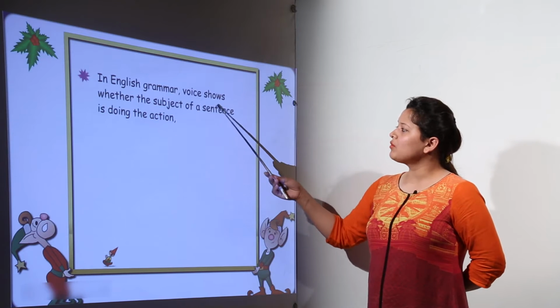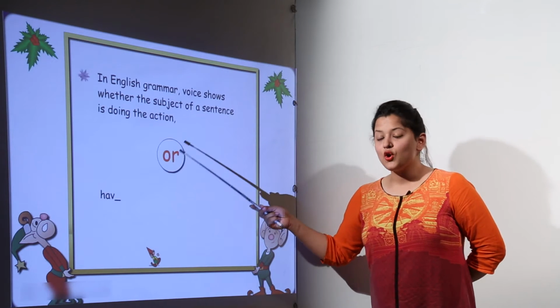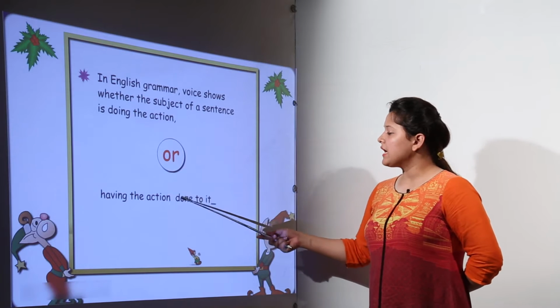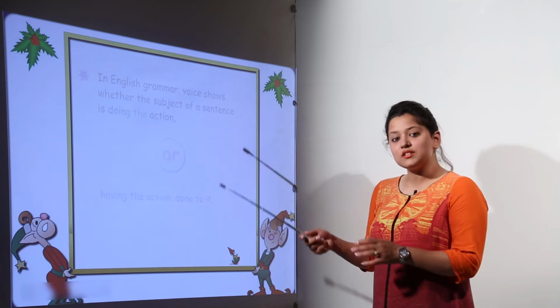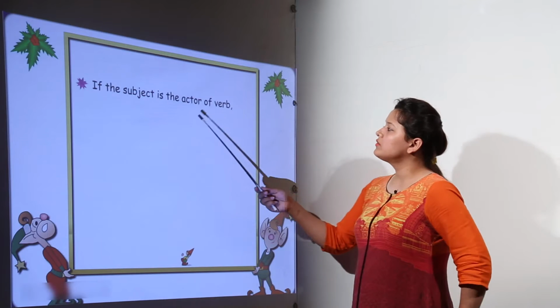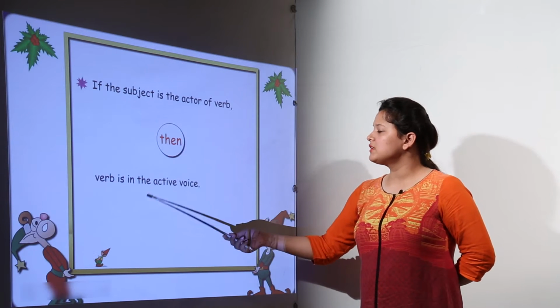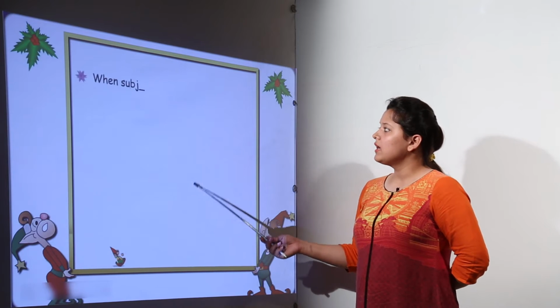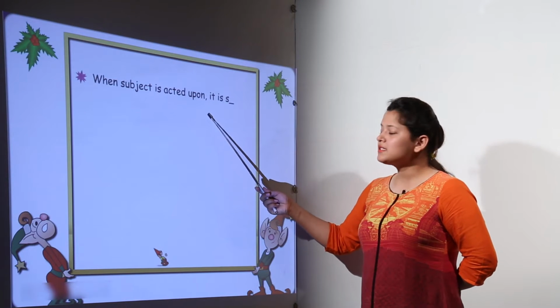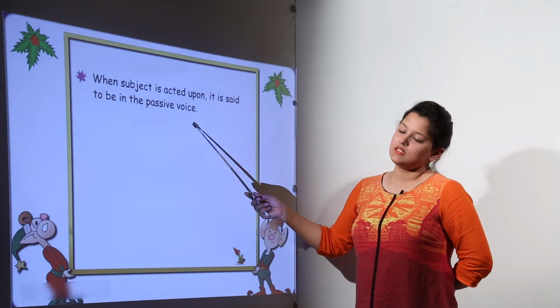In English grammar, voice shows whether the subject of a sentence is doing the action or having the action done to it. So there are two forms. If the subject is the actor of the verb, then we say that the verb is in active voice, and when the subject is acted upon by something, it is said to be in passive voice, right?